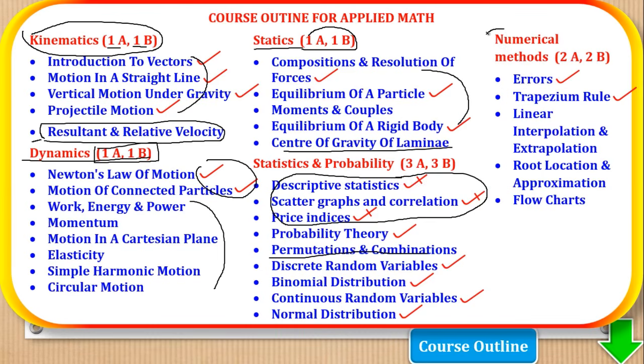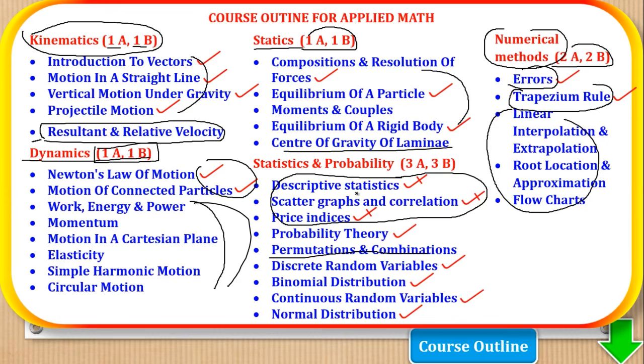Then now we are on numerical methods, and in numerical methods there are 2 questions in section A and 2 questions in section B. So far we have already covered errors, and now we are covering trapezium rule. So we are aiming at first finishing all these ones before we go back to fill in the gaps for mechanics and statistics.